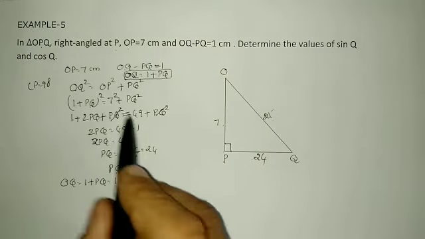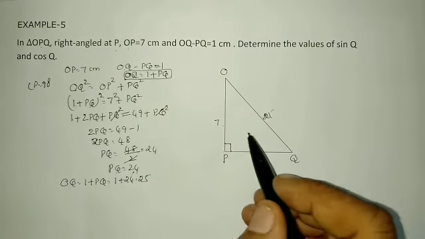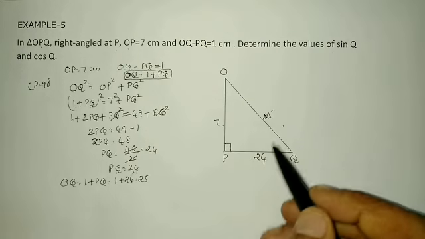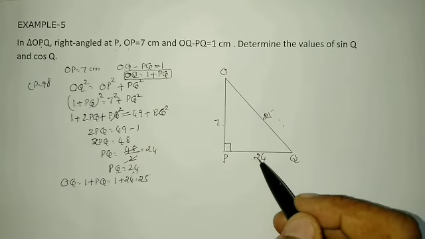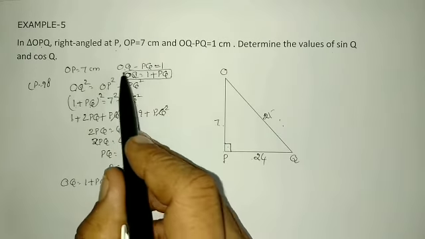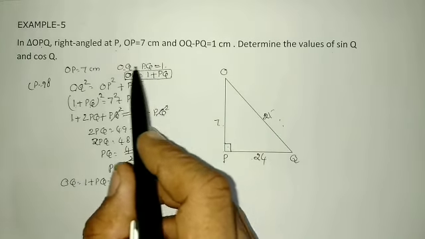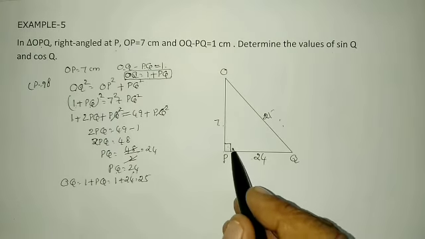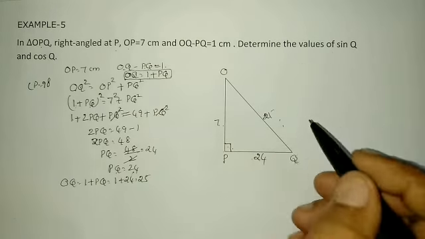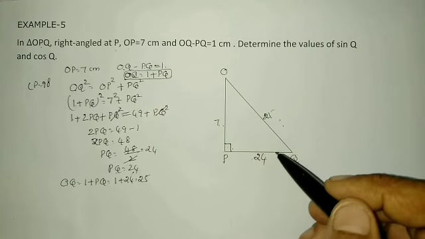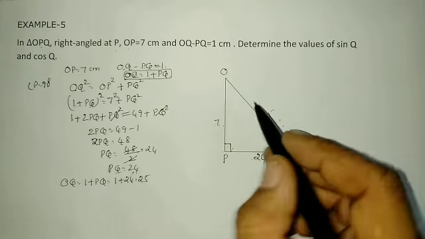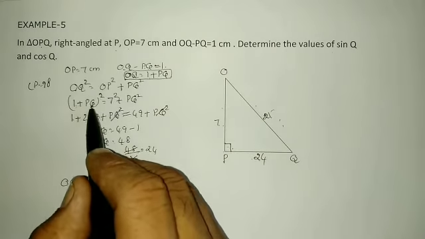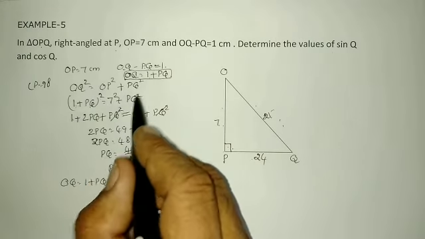So now once again, OPQ is a right angle triangle, right angle at P. OP equal to 7 centimeters, and OQ minus PQ, difference of the hypotenuse and the third side is given as 1 centimeter. So OQ minus PQ equal to 1 centimeter. From this you can write OQ equal to 1 plus PQ. So as angle P equal to 90, we can apply Pythagoras theorem. Square of the hypotenuse equal to sum of the squares of the other two sides. OQ square equal to OP square plus PQ square. OQ equal to what? 1 plus PQ whole square equal to 7 square plus PQ square.